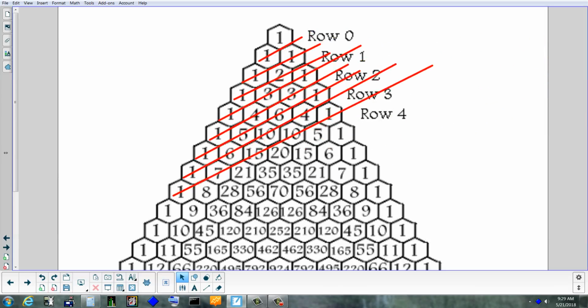Does anybody see the Fibonacci sequence now? If not, I'll say one more word and then see if you see it. Add. That's my one more word. Add.